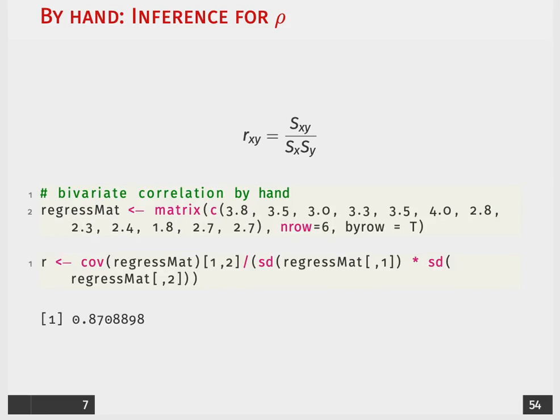I've first set up our matrix such that x is one variable, the first column, and the second one will be y. We'll then take the covariance between x and y divided by the standard deviation of x, that first column, times the standard deviation of y, the second column, and we get r, again, lowercase r, as 0.87.